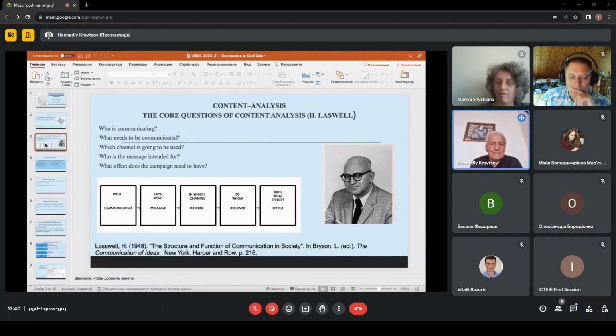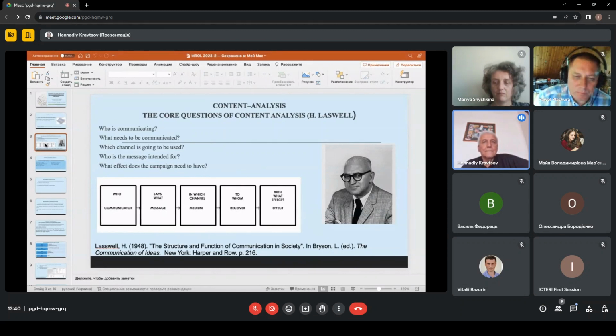Laswell is considered an establisher of content analysis methodology. His model of communication was used for creating programs for content analysis, and it includes 5 questions. Who is communicating? What says, what message needs to be communicated, which channels are going to be used, who is the message intended for, and what effect does the campaign need to have.